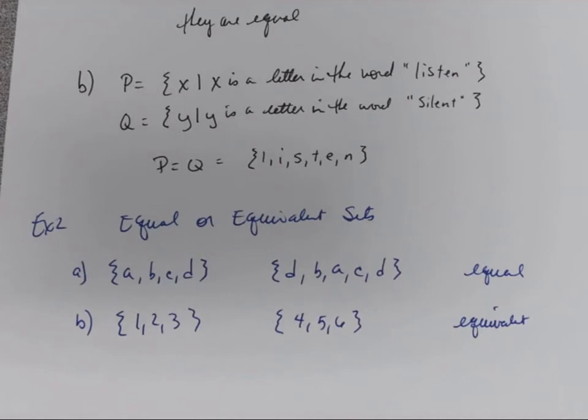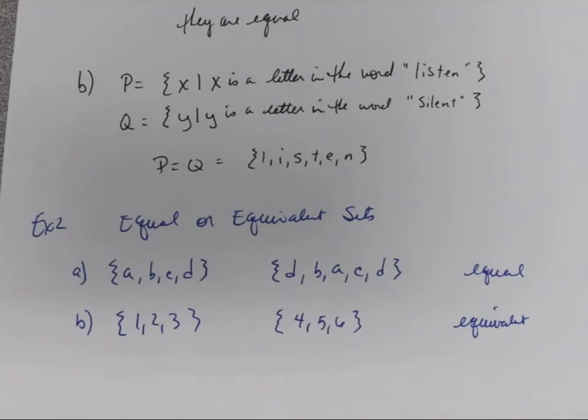Equal is exactly the same. This is equal to that. A banana equals a banana, an apple equals an apple. Versus the number of pieces of fruit in this basket equals the number of pieces of fruit in that basket. So there's the difference of what you're looking at. Equivalent versus equal. All right.